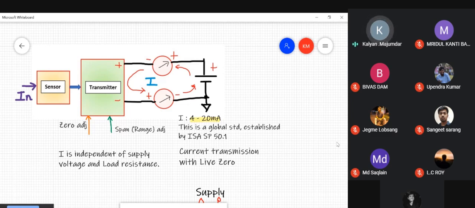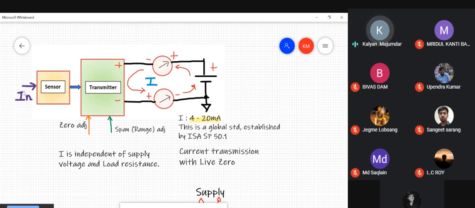Now, one important point to be noted here is that it starts from 4. It does not start from 0. Now, this fact is referred to as a live 0. I'll come to this live 0 part. Now, what is 4 and what is 20? Or what does 4 designate? What does 20 designate? What does 4 represent? What does 20 represent? So look at this block diagram.